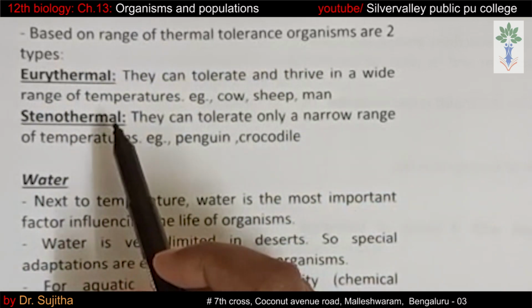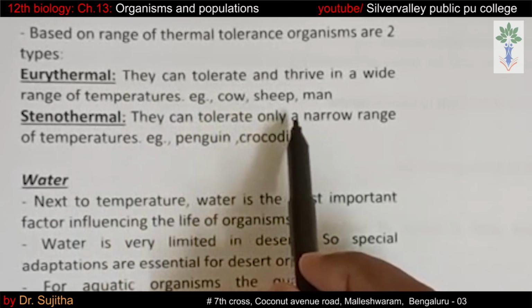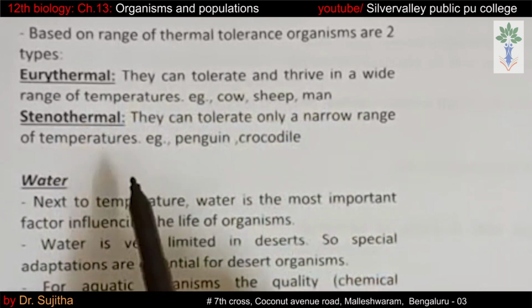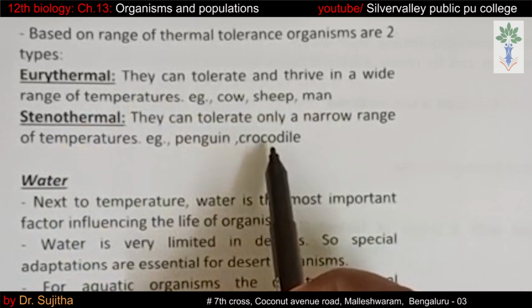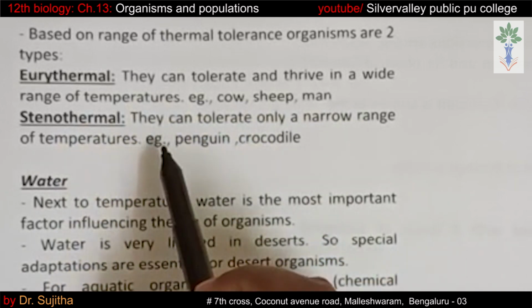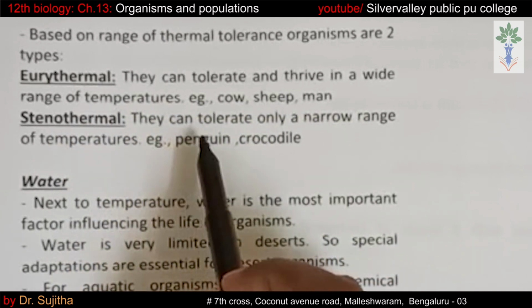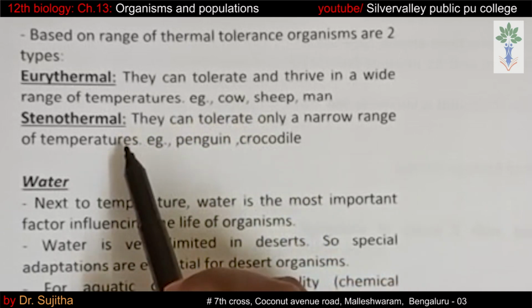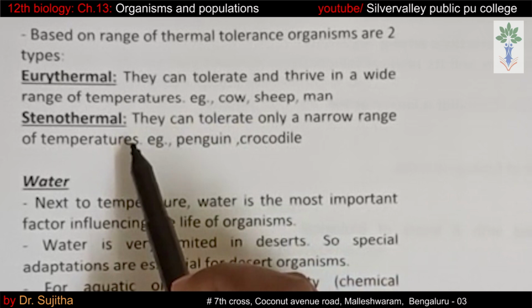Stenothermal organisms are those which can tolerate only a narrow range of temperatures. Example, penguin and crocodile. It means to say stenothermal organisms can tolerate only a small variation in the temperature. It cannot withstand high variations in the temperature.